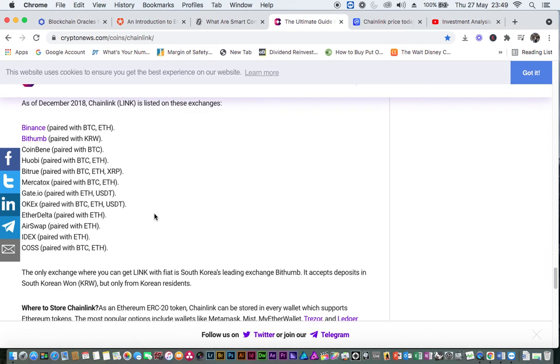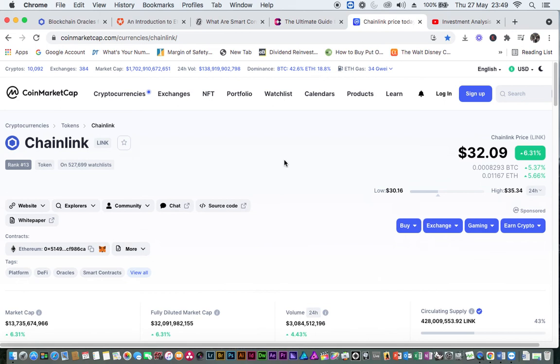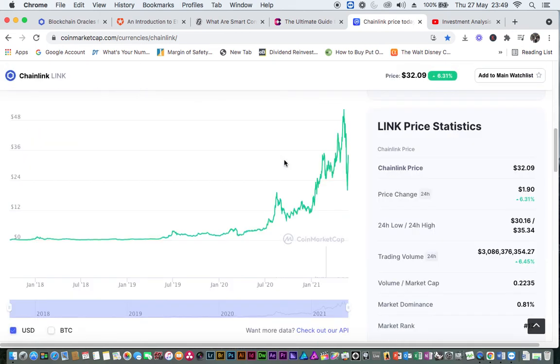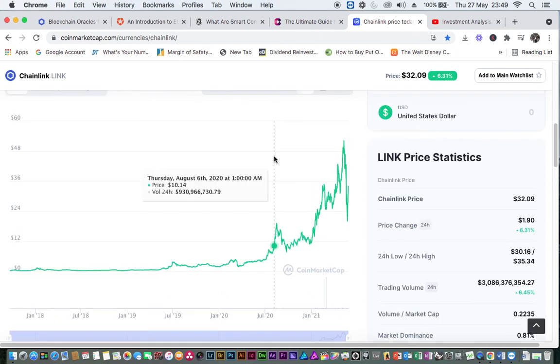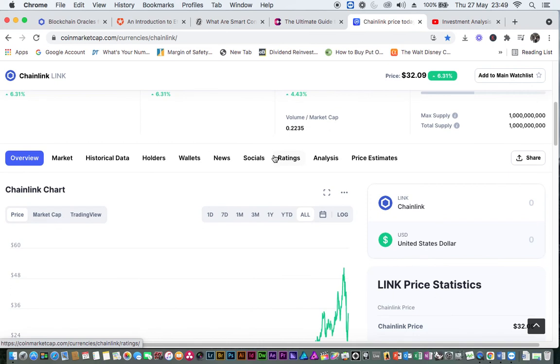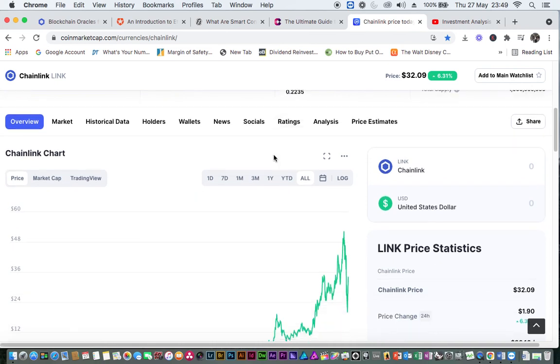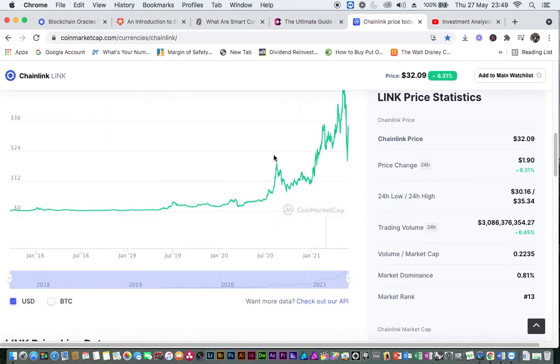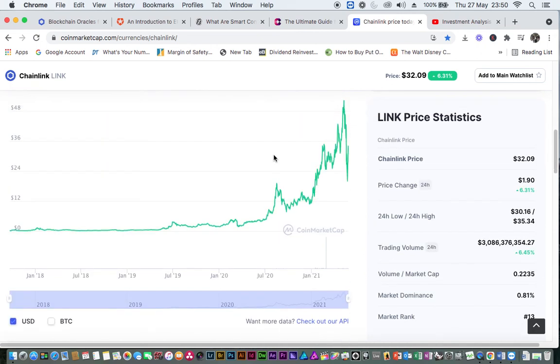Now, looking at this chart and at the price target of, let's say, $32, is it a buy? For me, yes. Why did I say so? Bear with me. One is because it has massive potential, very massive potential, that it is designed to resolve a peculiar problem. Two, let's look at the chart. What do we have here?